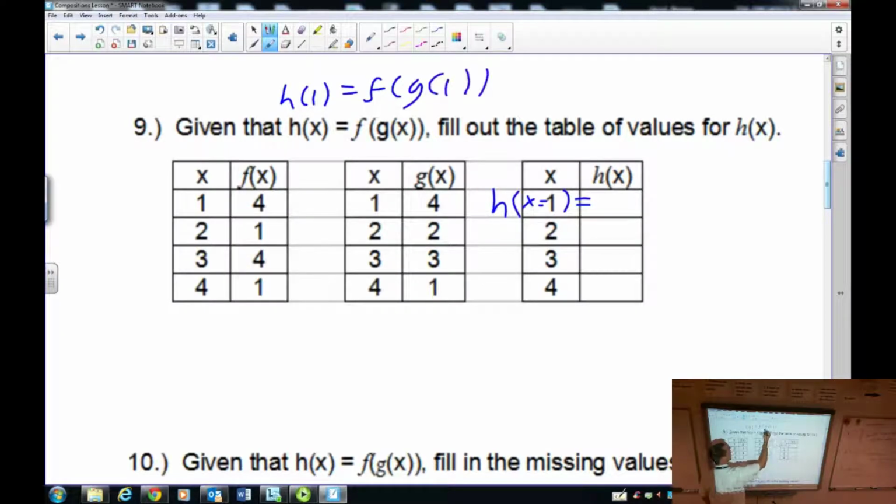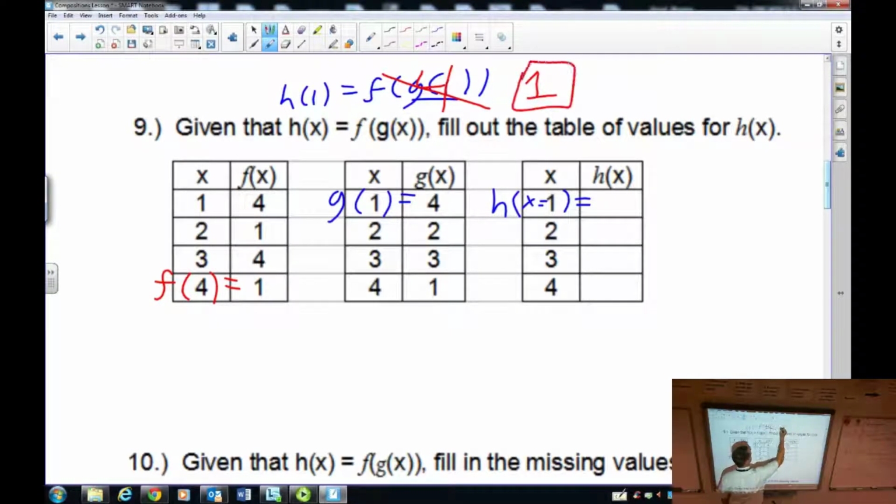Cool. So let's find out what g of 1 is. So we go over here to g of 1, which equals 4. So now g of 1 is equal to 4. So now we've got to find f of 4. So we go over here to f of 4, and f of 4 equals 1. So then f of 4 is equal to what? F of 4 is equal to just the number 1. And h of 1 equals that number 1 then. Bam! Not too bad, right?